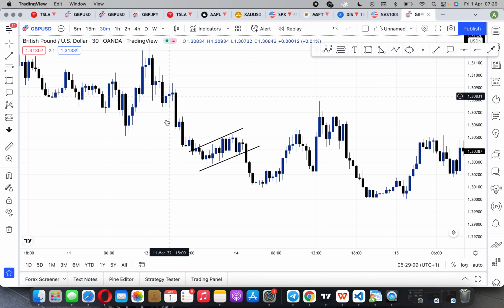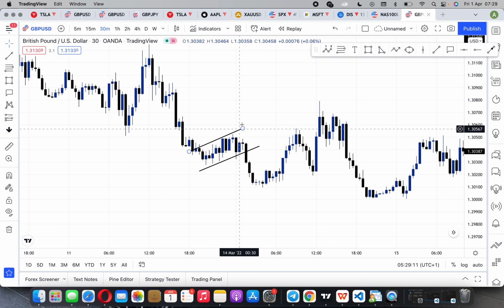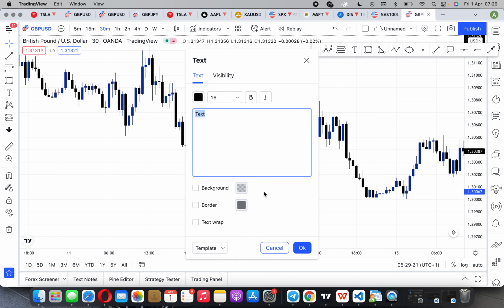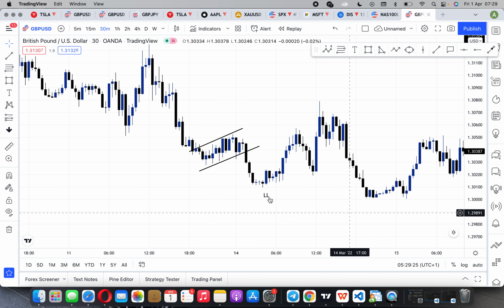Do you see, guys? Now we recognize our resistance and our support here, and the market sold to the next level of support, creating a lower low. The market just created a lower low here because, like I said, we always have these on a downtrend.